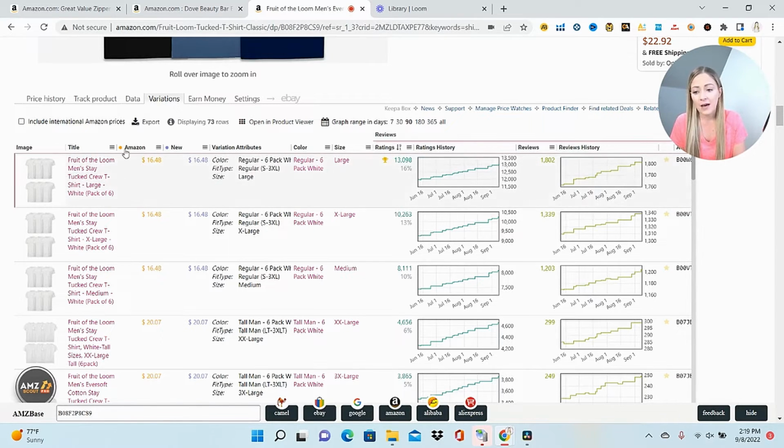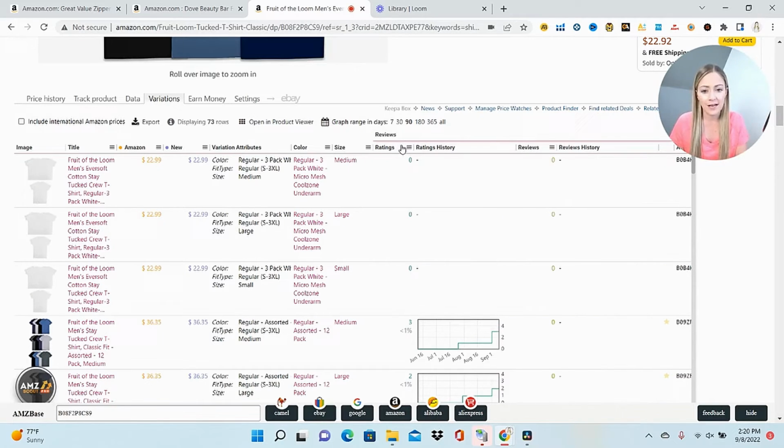So if I found this brand of shirts and I wasn't sure what color or size to get, I would come down here to this tab and I would look at the one that has the best ratings, and those are the ones that are selling faster. So in this case, it is the regular 6-pack white in size large. If I could find that product for a cheap enough price, that would be the color and the size that I would want to get to jump on this listing. So this is so quick and easy to find, and it can save you from making a really bad purchase.